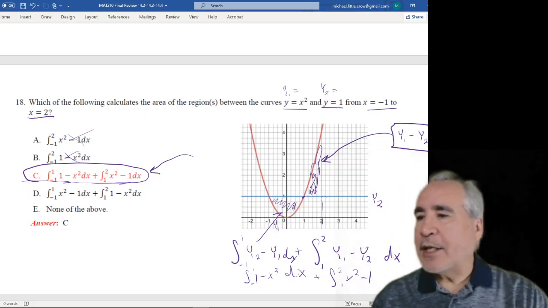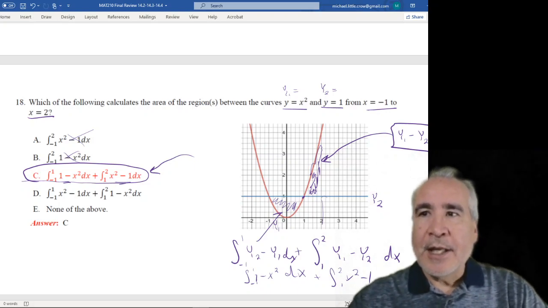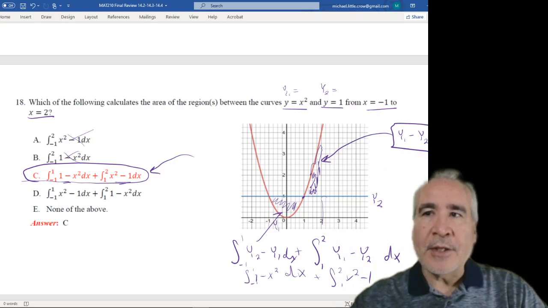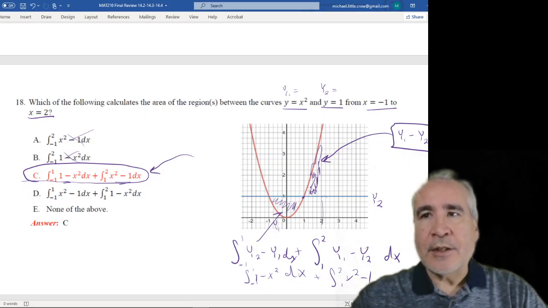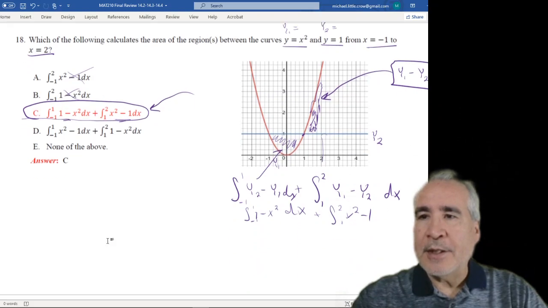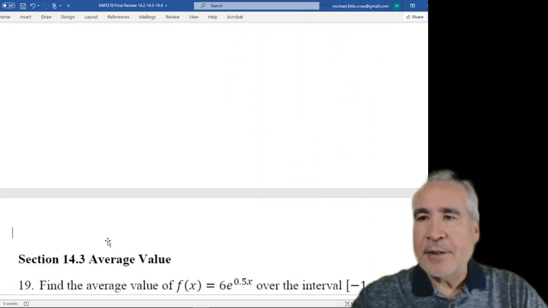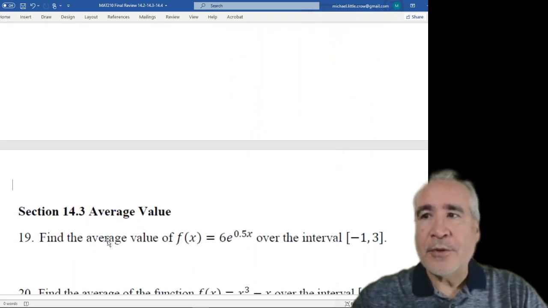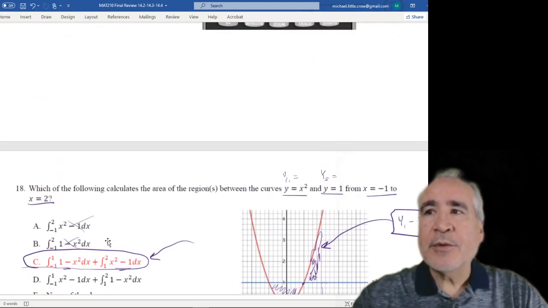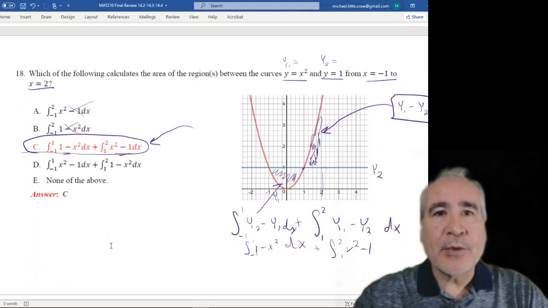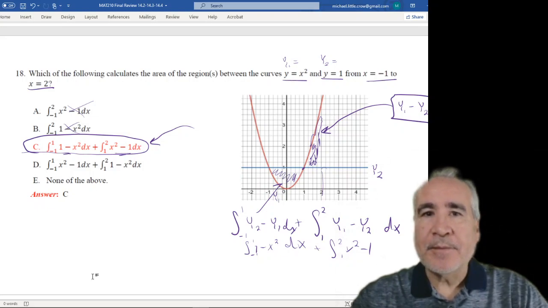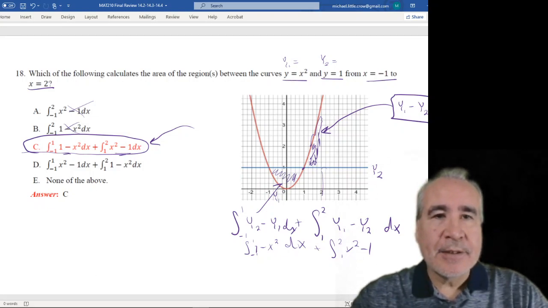Okay, so I'm going to take a little break, get a little more coffee, and in this video, get it processing, and then I'll start the one for which one are we doing next. We're going to do all the way down here. We're going to go to section 14.3 average value, which we'll see is pretty much related to what we've been doing here. All right, take a little break.